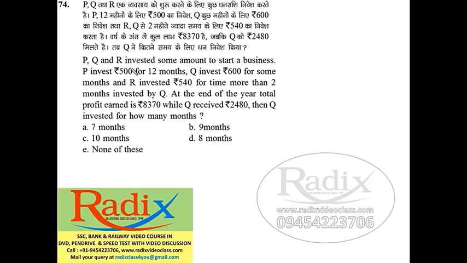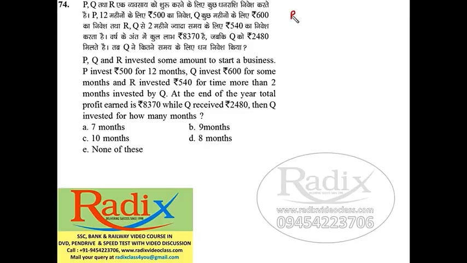P, Q and R invested some amount to start a business. P invests rupees 500 for 12 months. Q invests 600 for some months, and R invested rupees 540 for 2 months more than the months invested by Q. At the end of the year, total profit earned is 8,370, while Q received 2,480. Then Q invested for how many months?